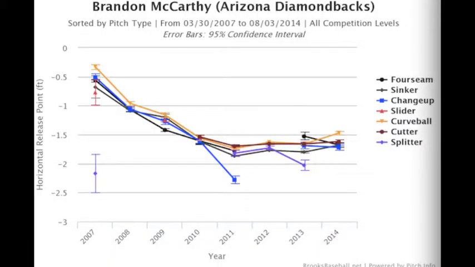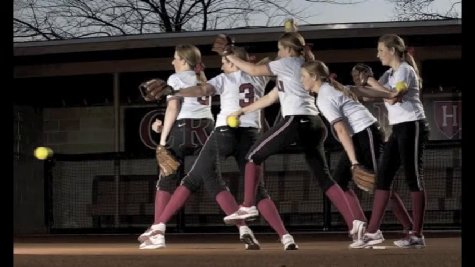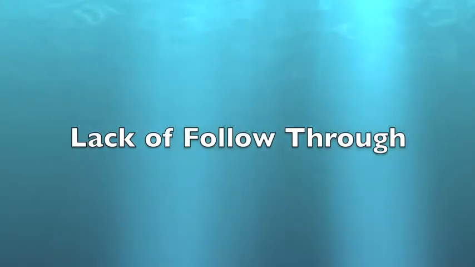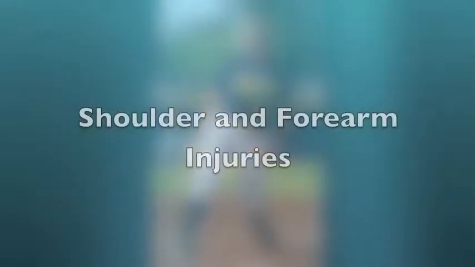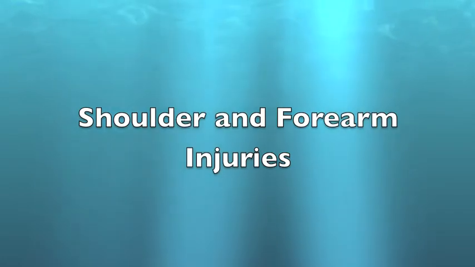Poor mechanics is another cause for common injury. Poor mechanics can put extra stress on different muscles that are not meant to be used in pitching, which can lead to injury. One example of poor pitching mechanics is a lack of follow-through. Lack of follow-through means stopping the arm before it finishes the follow-through, and this is a common cause of elbow and forearm injuries, commonly tendinitis.